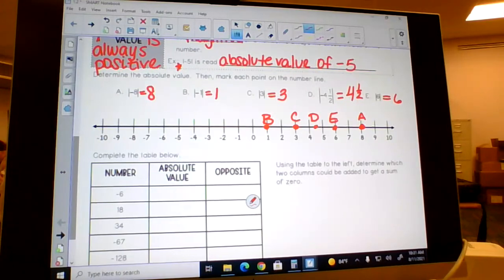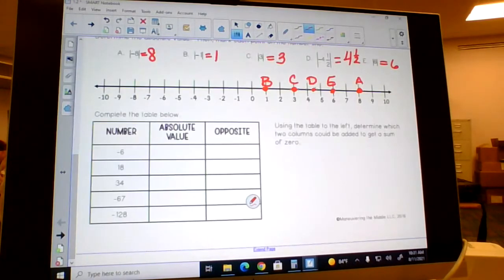Okay? Alright, so the next part says complete the table below. So they gave us a list of numbers. They want us to find its absolute value, and then they want you to tell them what the opposite of that number is. Okay? So I'm going to do the first couple with you. They give me the number negative 6, and they want me to find the absolute value of negative 6, which is positive 6. So I'm going to put a 6 there.